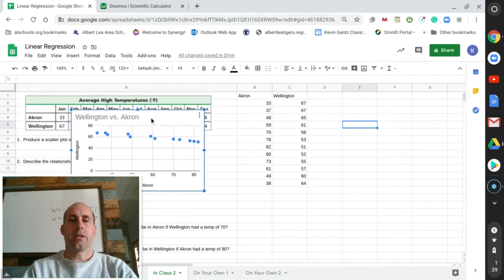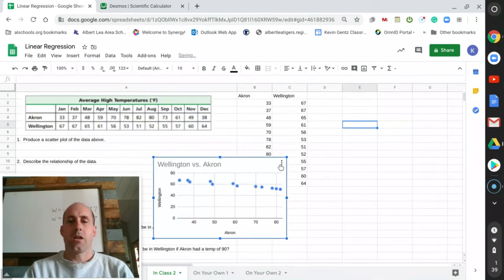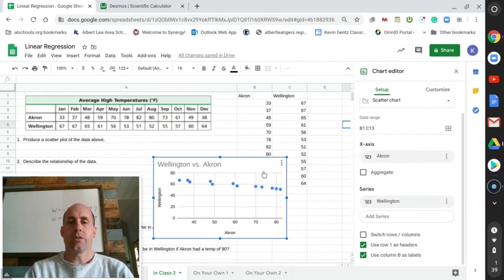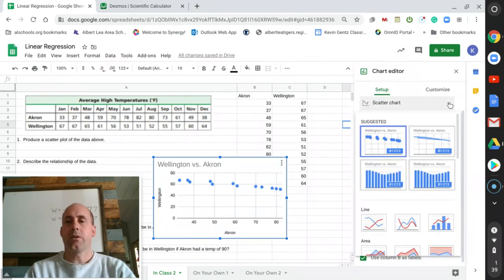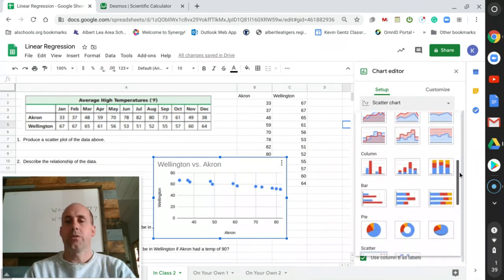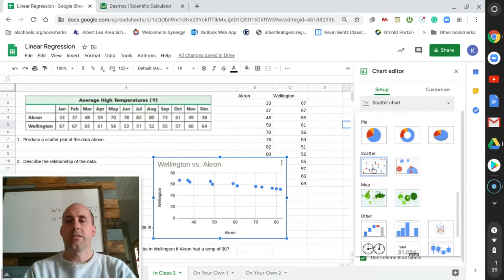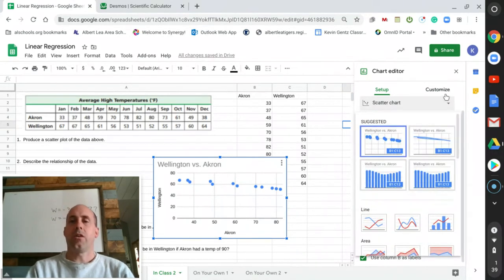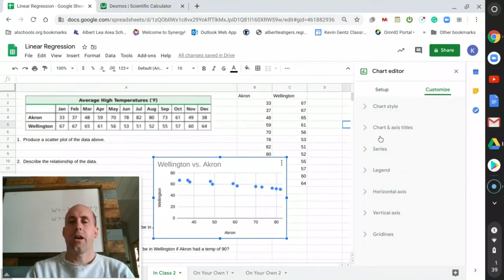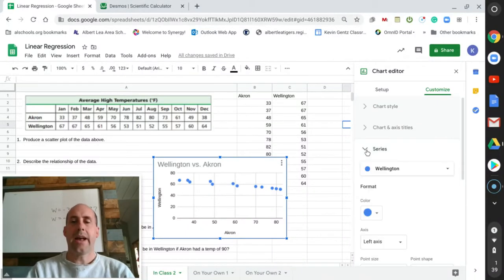Now I'm going to select it and drag it over here. And I'm going to click on these three buttons to edit chart. If it didn't produce a scatter plot, go ahead and scroll down to select the scatter plot. But it did produce a scatter plot. So because of that, all I need to do is go over to Customize and go into Series. There are three things that you have to add.